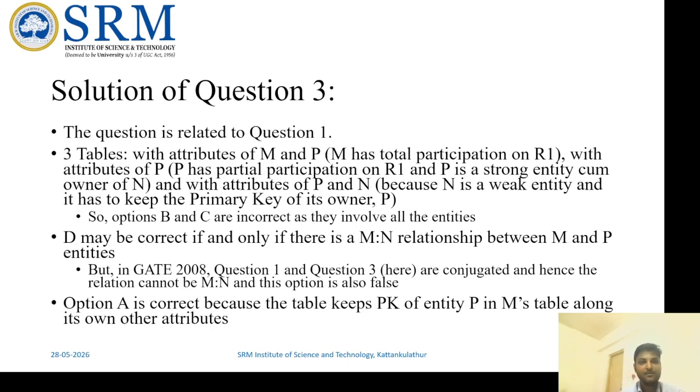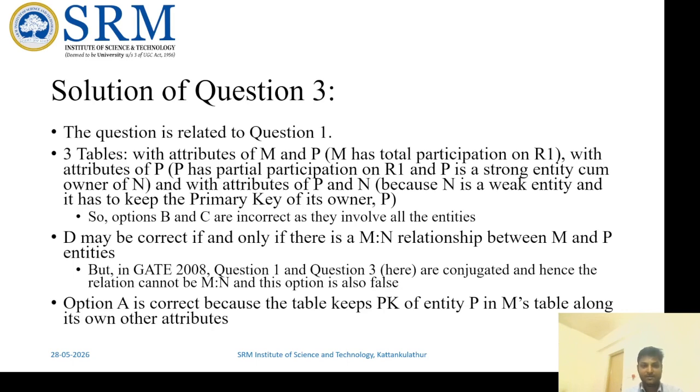So in the solution, there are three tables as a whole, with attributes of M and P. M has total participation on R1. With attributes of P, P has partial participation on R1, and P is a strong entity, the owner of N. And with attributes of P and N, because N is a weak entity, and it has to keep the primary key of its owner P.